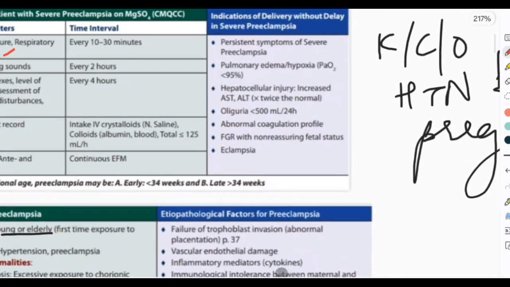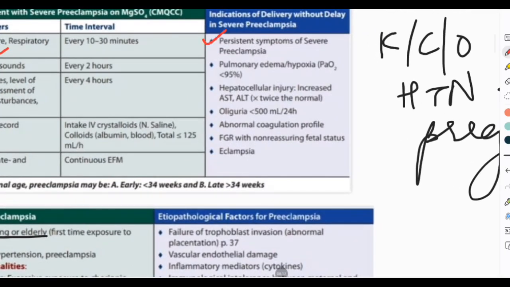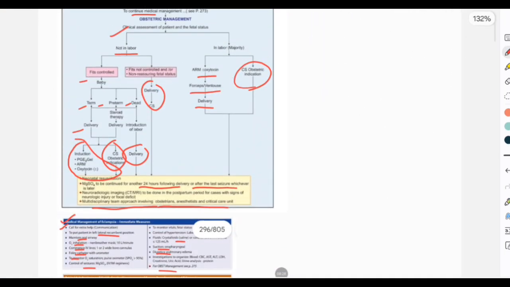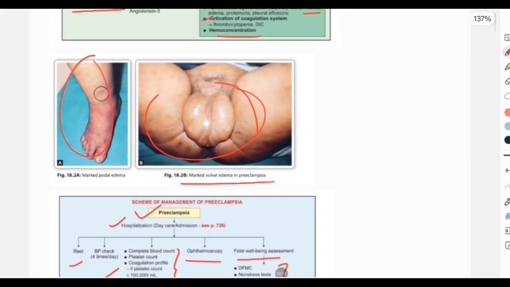Indications for delivery without delay in severe preeclampsia: persistent symptoms, pulmonary edema, hepatocellular injury, abnormal coagulation, oliguria, FGR, eclampsia. So this was all about hypertensive disorders in pregnancy.